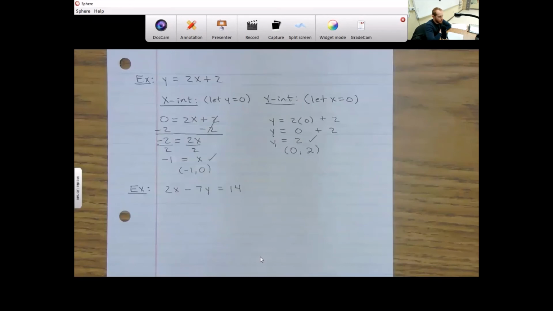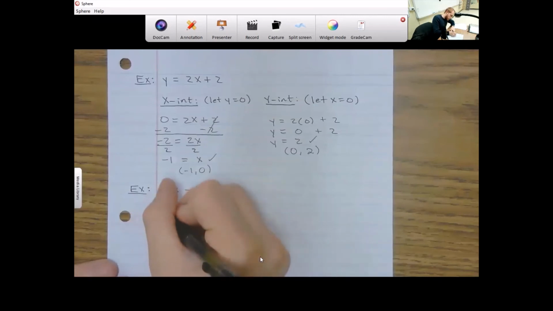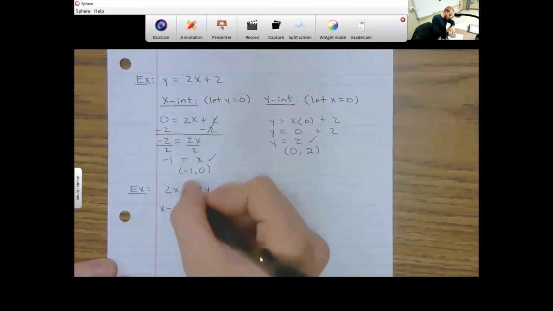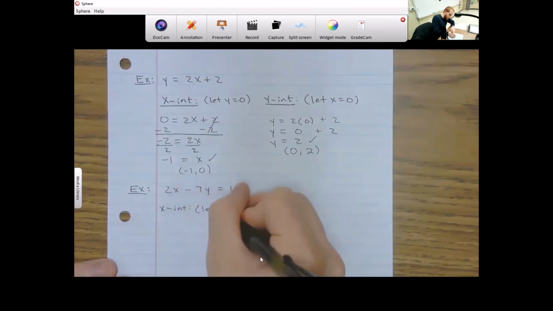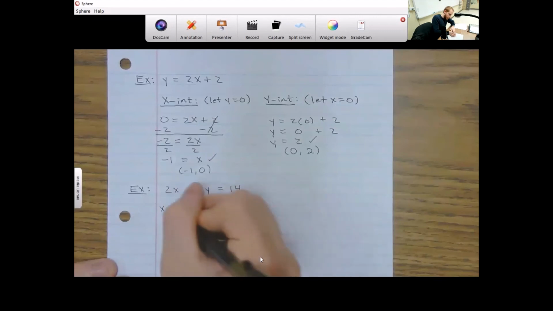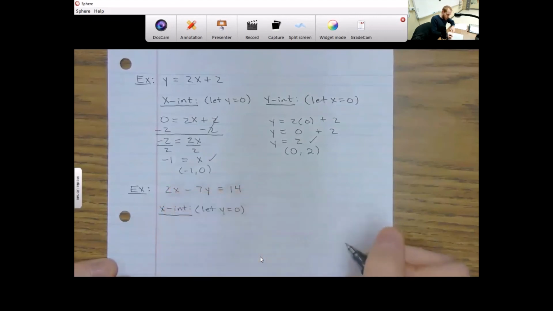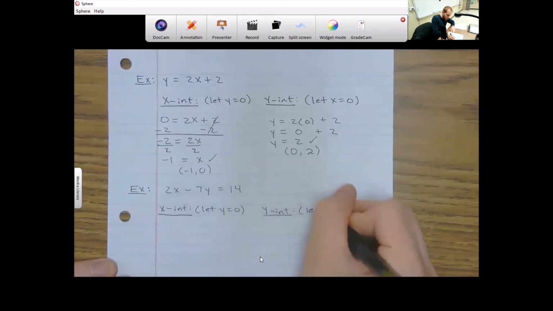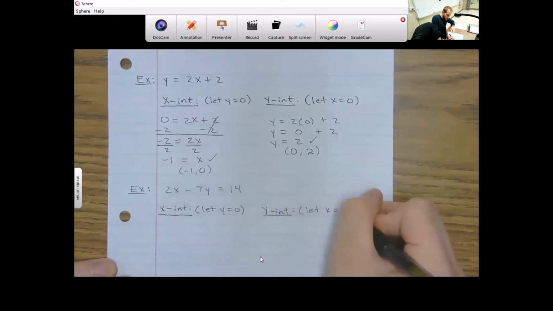See if you can get it before I get it, because you pretty much know how to do it at this point, I hope. So for the x-intercept, you got to let y be 0, right? And then just see what happens. But for the y-intercept, you let x be 0.